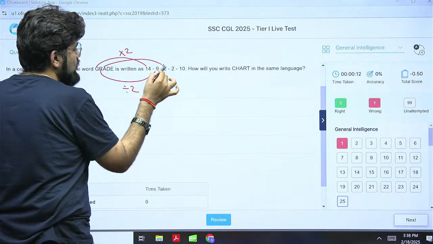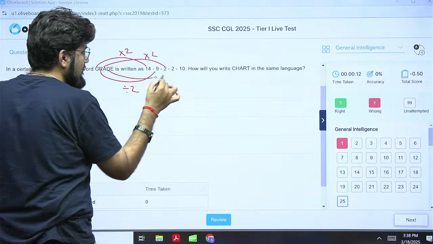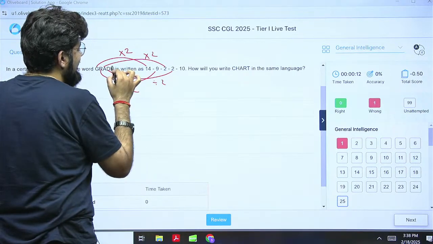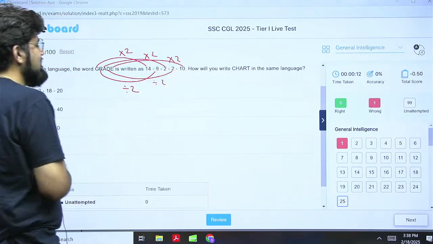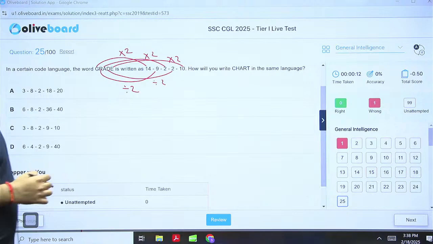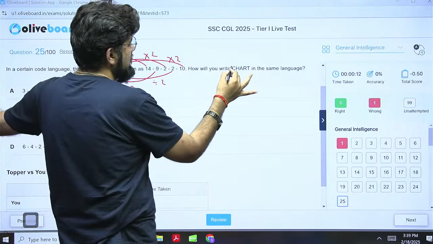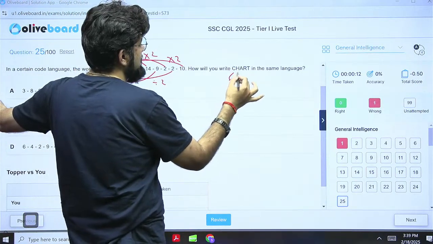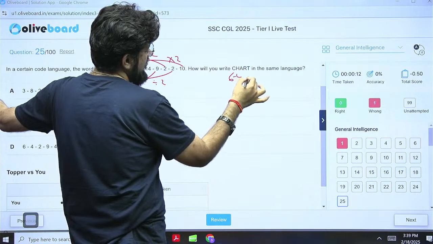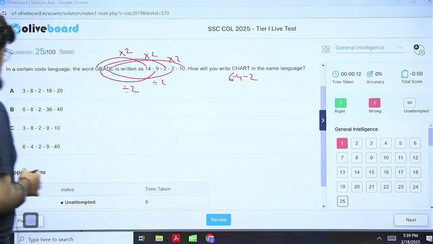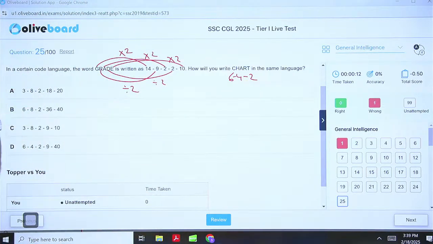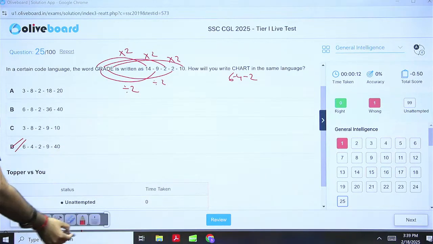Then A into 2 is 2. Then D divided by 2 is 2. And then E into 2 is 10. So we start with multiplication and alternate with division. So how will chart be written in the same way? So this is 3 into 2 is 6. 8 divided by 2 is 4. 1 into 2 is 2. So 6, 4, 2 will give us the correct answer. Option D is the right one.